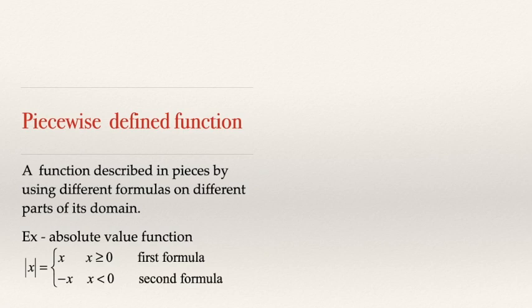Take an example of mod x. The right hand side of the equation means that the function equals x if x is greater than or equal to 0, that is the first formula, and equals minus x if x is less than or equal to 0, that is the second formula. Let me show you an animation for better understanding.